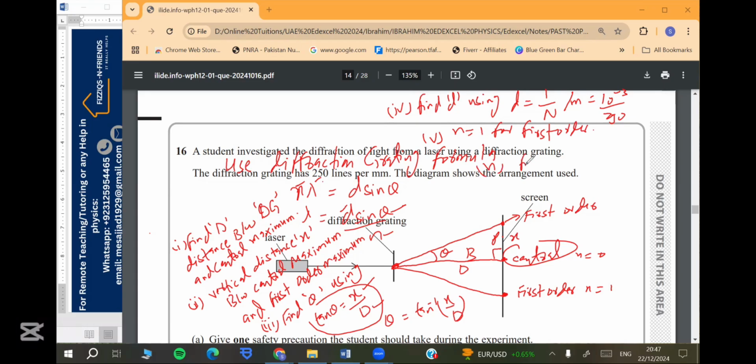So point number 6 will be find lambda using n lambda equals d sine theta, and lambda equals d sine theta over n. Okay.